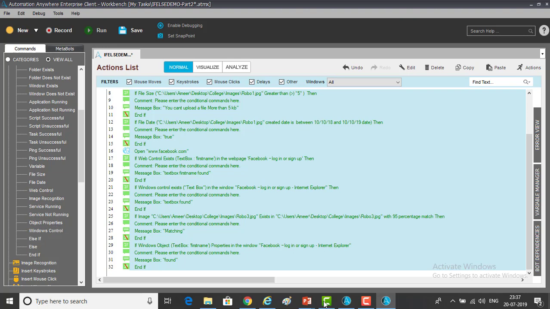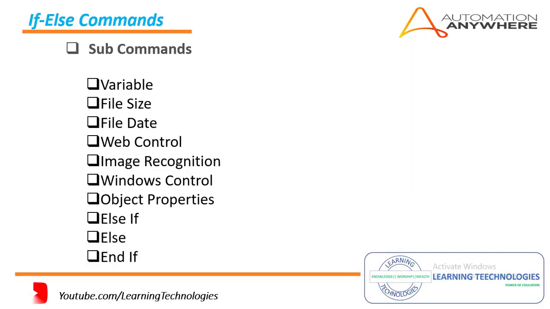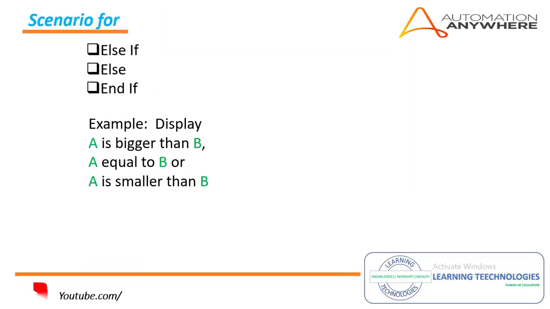Now, let me show you one scenario for you. I want to compare two variables, variable A is bigger than B, or A is equal to B, or A is smaller than B. Now these kind of scenarios, if you want to compare and check, then you can show that by using else if, else, and if, additional conditional logics.